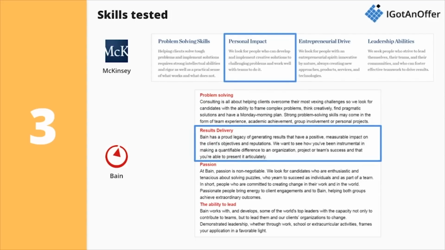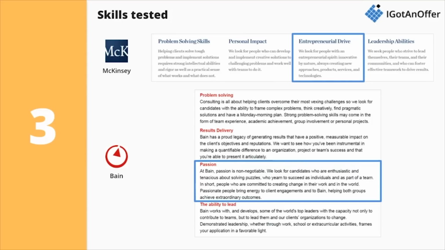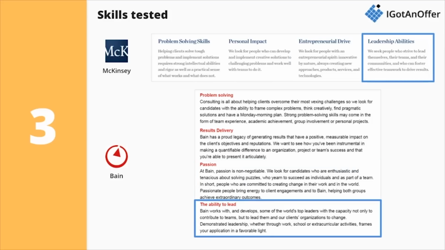What they both mean here is that you need to have shown a strong commitment to achieving results in all projects you've undertaken. Basically, whatever you do, do it to the best of your abilities. Thirdly, the two firms respectively talk about entrepreneurial drive and passion. This essentially means that they want to hire people who have shown in the past that they can take initiative and start innovative projects. Finally, both McKinsey and Bain clearly mention that they want to hire people with proven leadership abilities. In other words, people who have shown that they can lead teams.